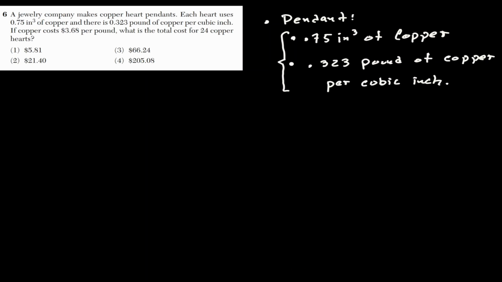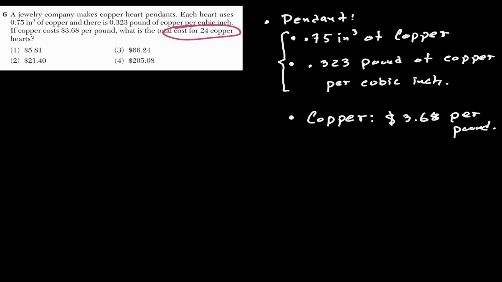So this is all we know about the pendant. But we have some extra information: the cost of the copper is approximately 3.68 per pound. And what we are interested in is the cost if we build 24 copper hearts. So how about we find the cost of one of those copper hearts and then multiply it times 24, and we're going to get our answer. So now let's figure out how we can find the cost of one of those pendants.